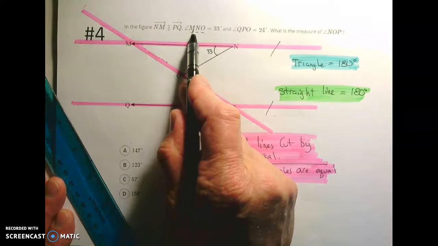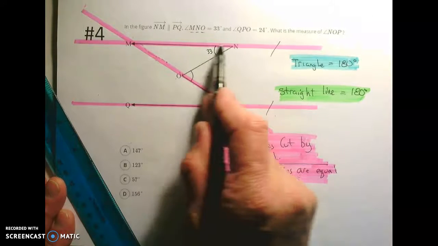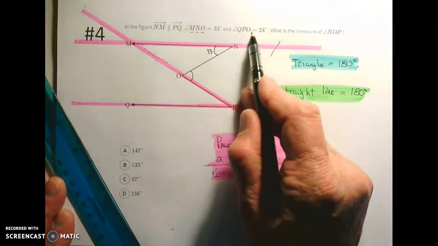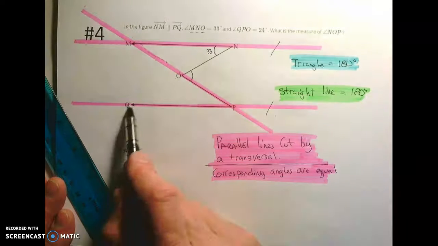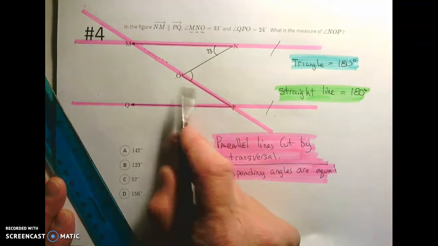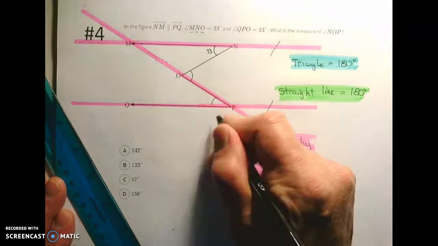And I'll follow the letters as I read them. MNO. And so this one here, QPO, is 24. QPO. And that makes this angle in here 24 degrees.